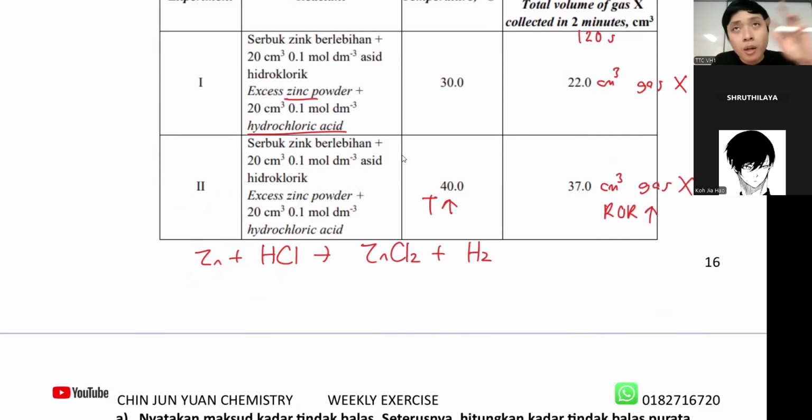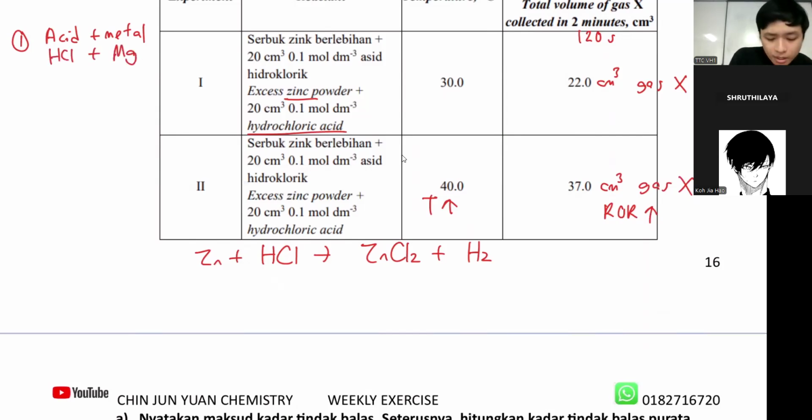Most of the time, you got four types of experiment. The first is acid plus metal, like you see here, or sometimes HCl plus Mg, for example, the most common one. Then they come out with MgCl2 and hydrogen gas. So the measurement is how much time taken to collect the hydrogen gas.